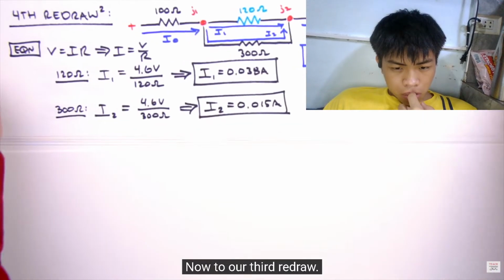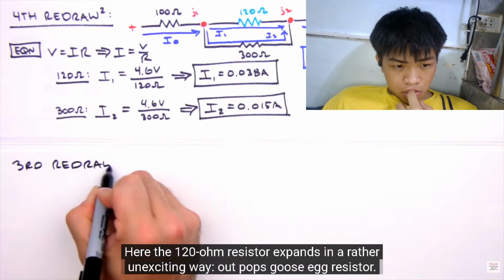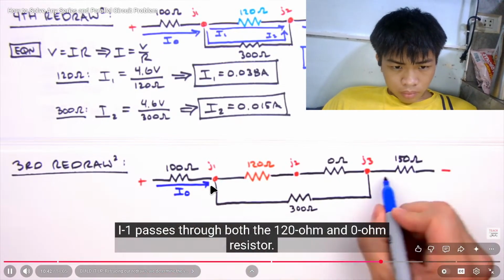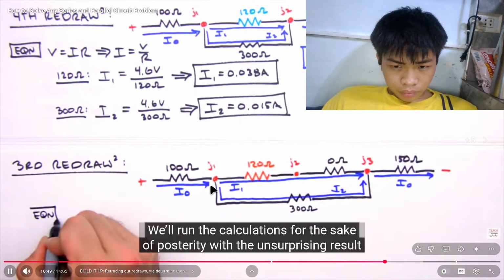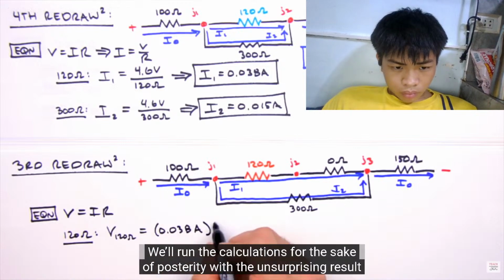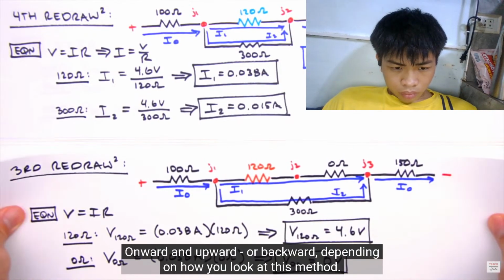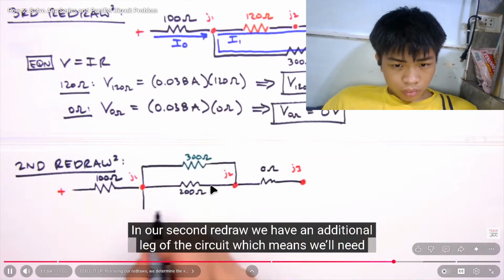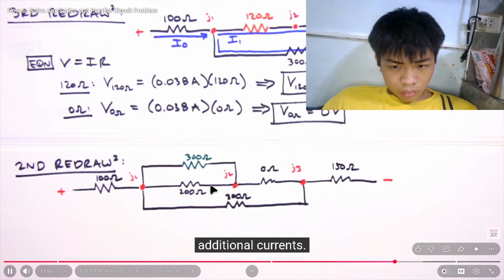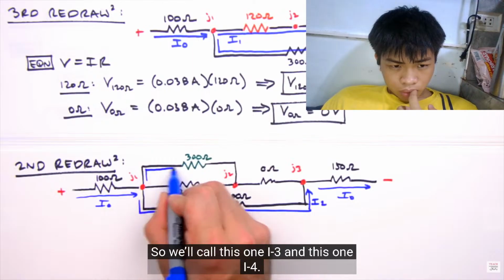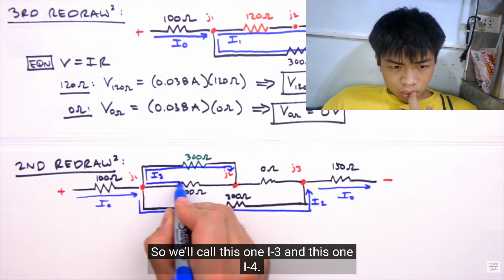Now to our third redraw. Here the 120 ohm resistor expands and I0 doesn't change. I1 passes through both. We'll run the calculations for the sake of posterity with the unsurprising result that the voltage drop over the 0 ohm resistor is 0 volts. Onward and upward, or circuit, which means we need additional currents between the 300 ohm and 200 ohm resistors here. So we'll call this one I3 and this one I4.